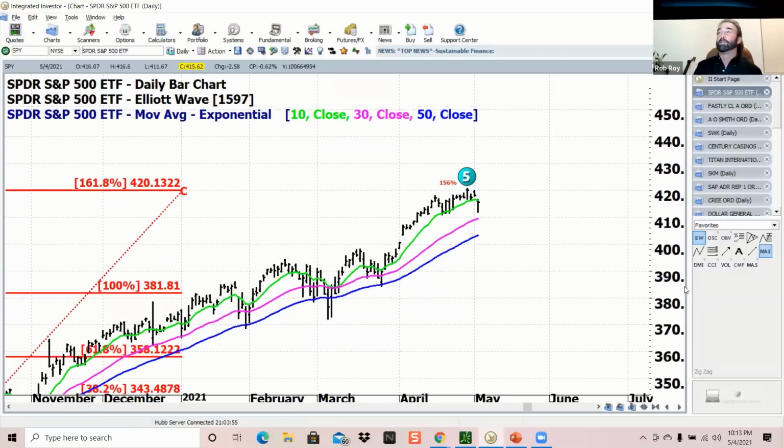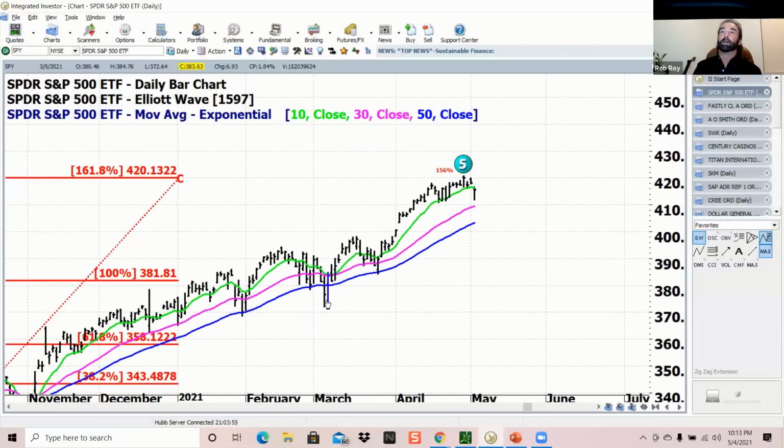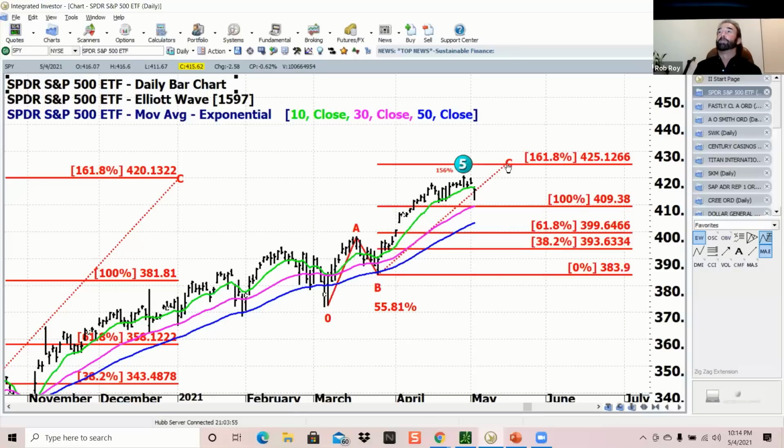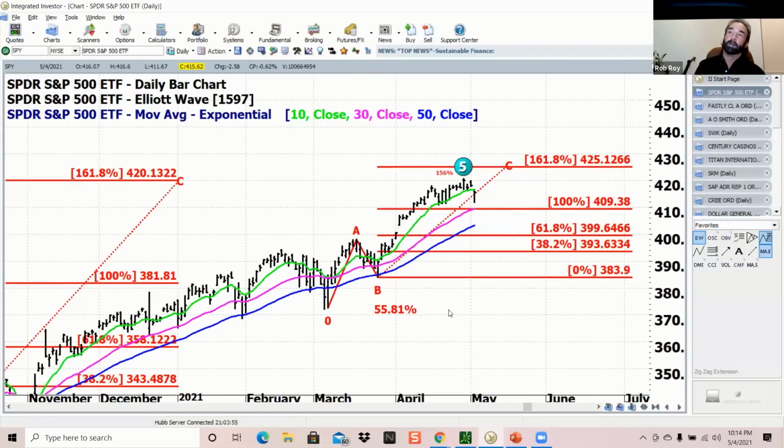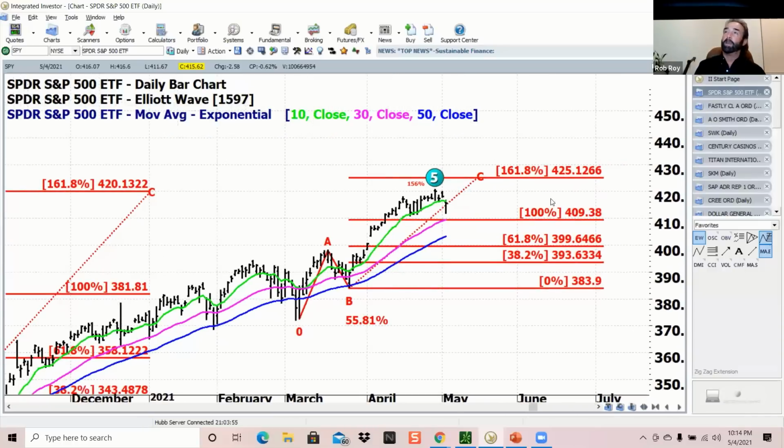But anyway, 440 is still a possibility. Remember, we still have this other zigzag target here, where we could go up towards that 425, 426 area. The big zigzag takes precedent, which was 420. So I would look for the 425, 426 if we move higher to be another point of resistance, but 440, 460 have been talked about as well. We're above 400. We hit our target of 420.